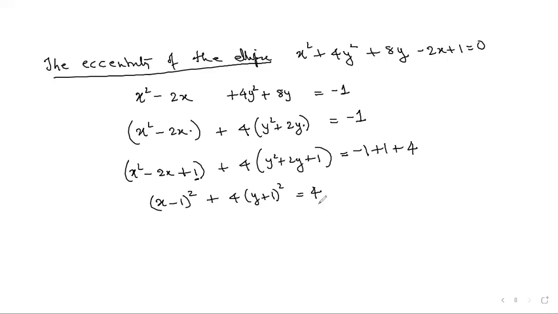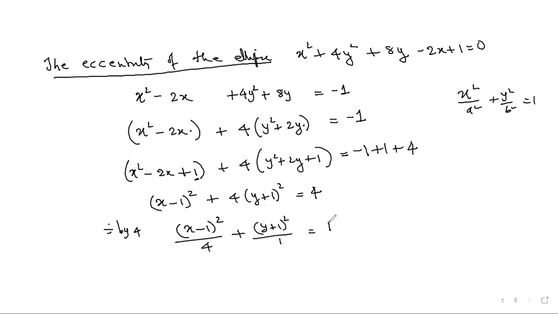Now I need the right hand side to be 1, no? Our formula for the equation of ellipse has 1 on the right hand side. So I don't want this 4. So divide by 4. So (x minus 1) the whole square divided by 4, plus (y plus 1) the whole square divided by 1, equal to 1, which is of the form x square upon a square.